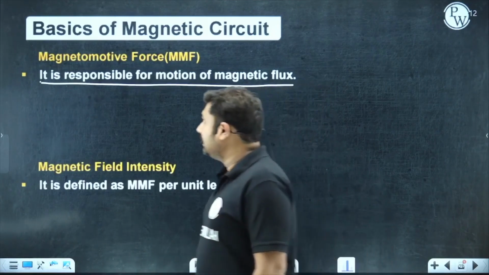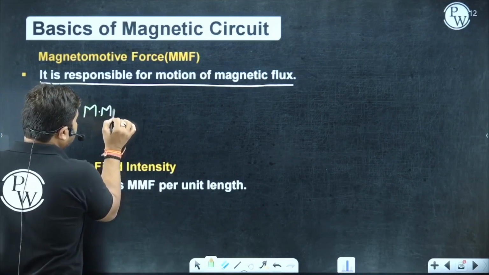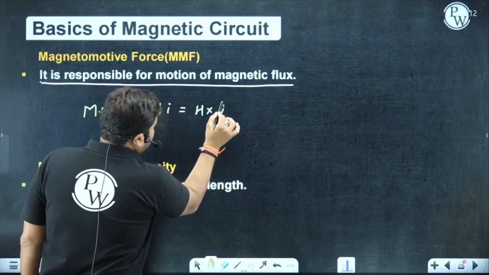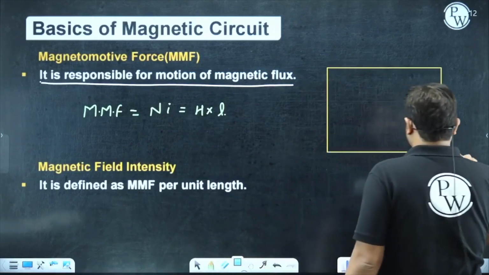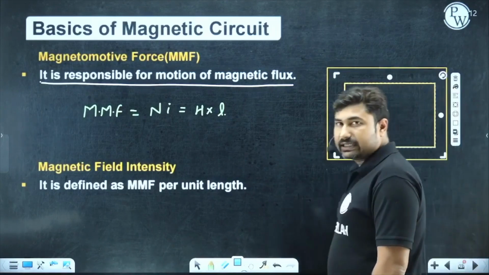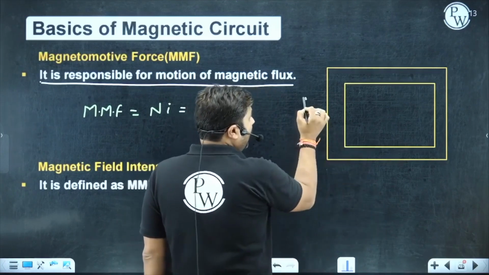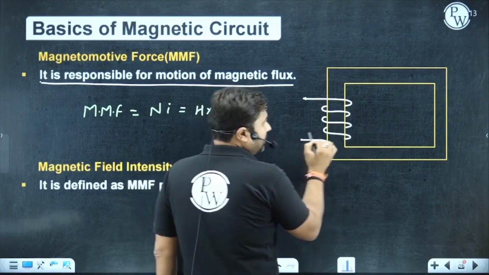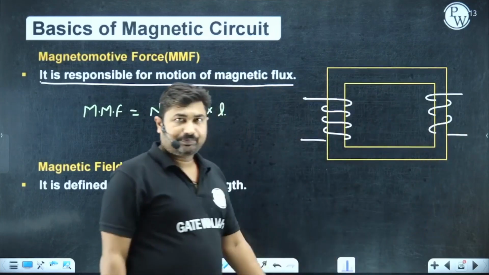Now please observe. We can represent MMF as N into I or H into L. Now what is this N into I? Let us suppose we have a material here. It's a soft magnetic material. For a moment, assume that it is a soft magnetic material. And I'm going to wind a wire over this in this fashion. Now please observe here.